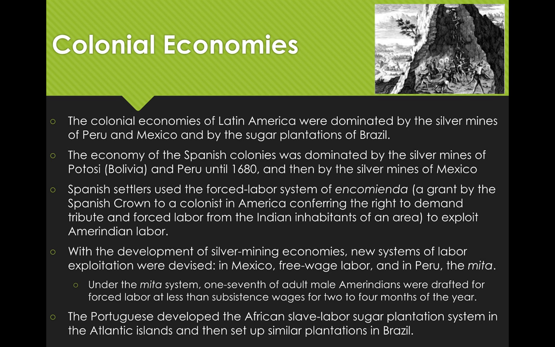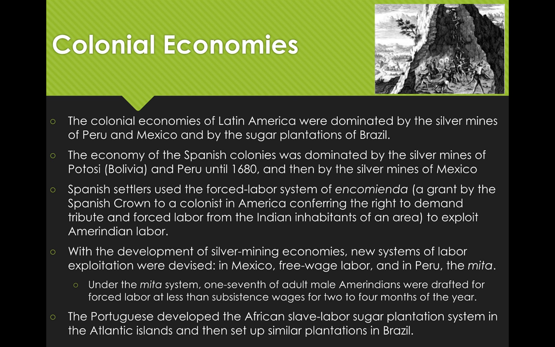In the agricultural economy that dominated Spanish America up to the 1540s, Spanish settlers used the forced labor system of encomienda, which is a grant by the Spanish crown to a colonist in America, and that confers the right of land, as well as the right to demand tribute and forced labor from the people living on that land. In short, I own the land, therefore I own you. And this was meant to exploit Amerindian labor.